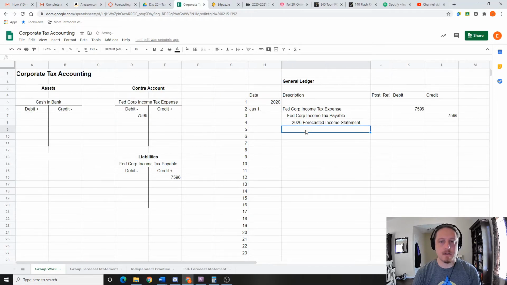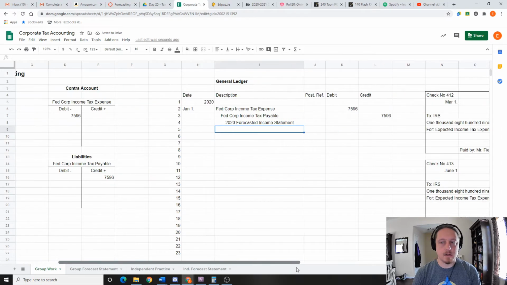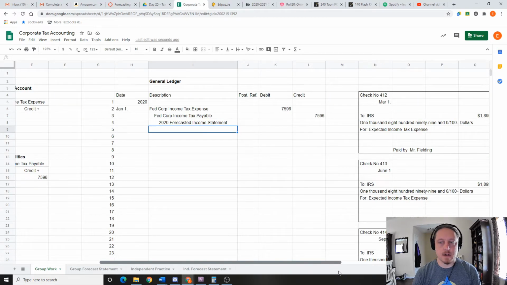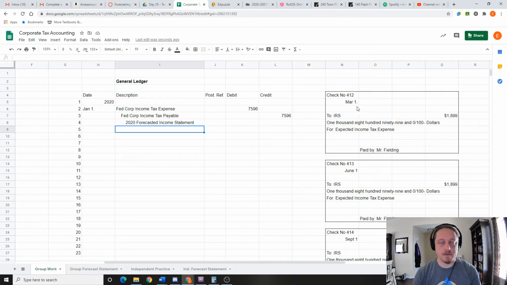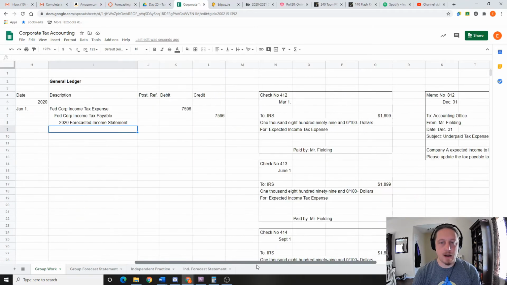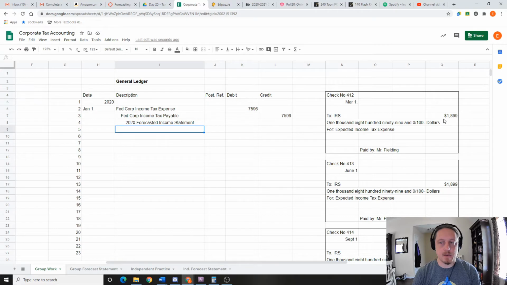Now we got to start sending out those checks. Okay, so we're going to make quarterly payments. So I've kind of started this off for us here. First in March, after 3 months have passed, we're going to make our first estimated payment to the IRS. And we're going to figure out how do we calculate this number here? Where did we come up with $1,899?